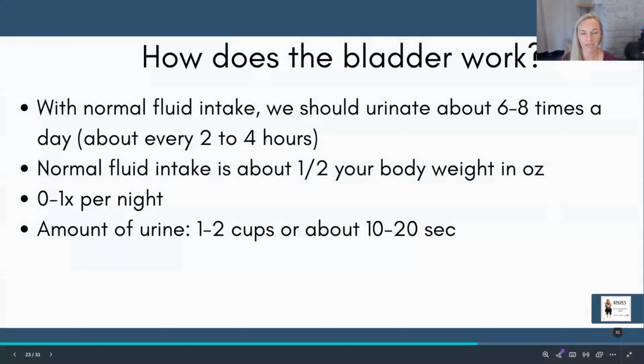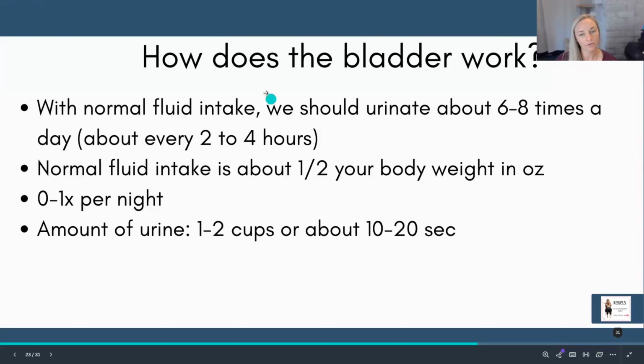And normal fluid intake is about half your body weight in ounces. So I weigh 160 pounds. That's about 80 ounces of water a day. Now you can get that water intake from fruits and vegetables that you eat, soup, any kind of fluid. However, water is the most ideal amount of fluid intake.